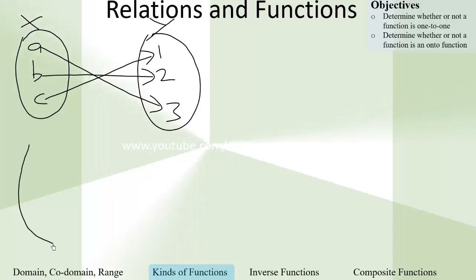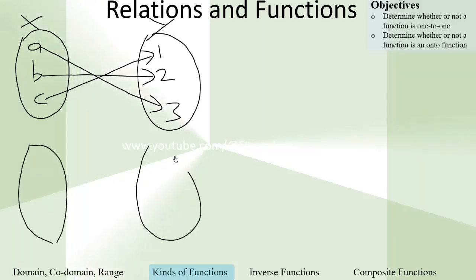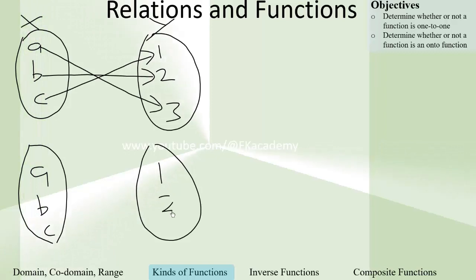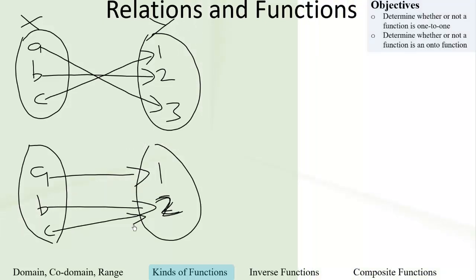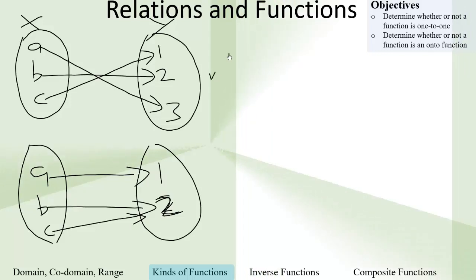But look at something like this. We have A, we have B, we have C here. We have 1 here, we have 2 here. Then we have A going to 1, B going to 2, and C going to any of them. This will not be a one-to-one function because B and C are mapping onto 2. So each of them must map onto different elements like this for it to be a one-to-one function.